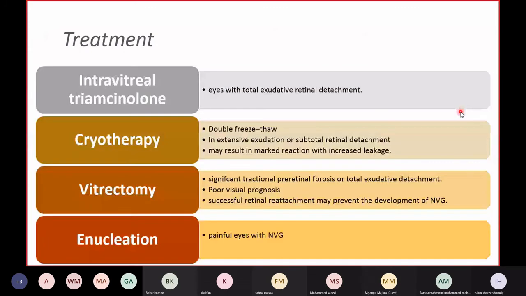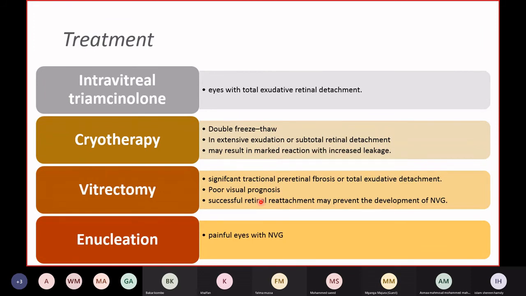So you freeze the blood vessels and let the ice ball thaw or disappear, and then you freeze them again. This double freezing will enhance thrombus formation in those diseased blood vessels. You may want to do vitrectomy if there is fibrosis or retinal detachment. Usually the prognosis of the vision is not good in those patients. In patients with neovascular glaucoma and painful eye, they may need to have enucleation of that eye.